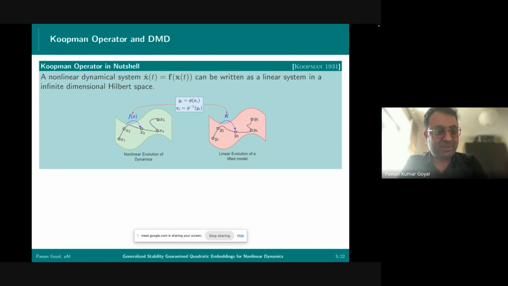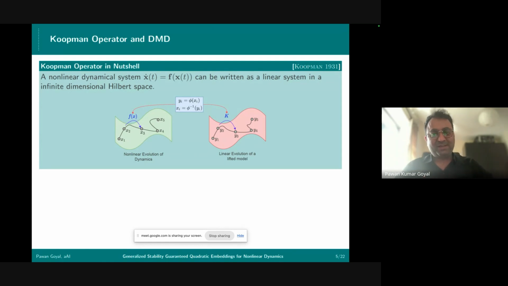in a nutshell. Typically, if you have any nonlinear dynamical system, let's say x dot is equal to f of x, what the Koopman operator says is that we can write this nonlinear dynamical system as a linear dynamical system, but typically in an infinite dimensional Hilbert space. So there exists a mapping from x to some other space, which can be infinite dimensional, but in that space, the dynamics will evolve linearly.